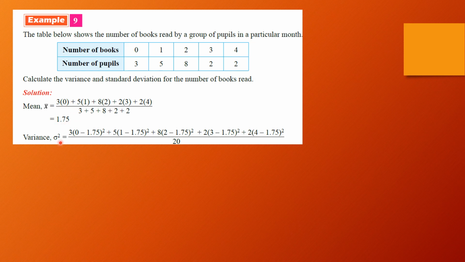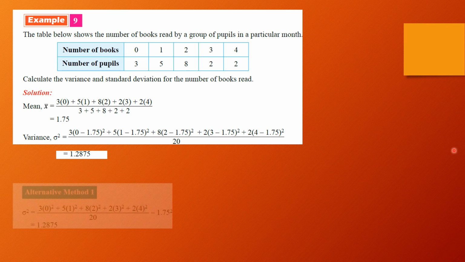Then you use the formula to find the variance. So 3 times 0 minus 1.75. That means you minus with mean square, plus 5 minus 1.75 square plus 8 times 2 minus 1.75 square and so on. So you get the answer 1.2875.